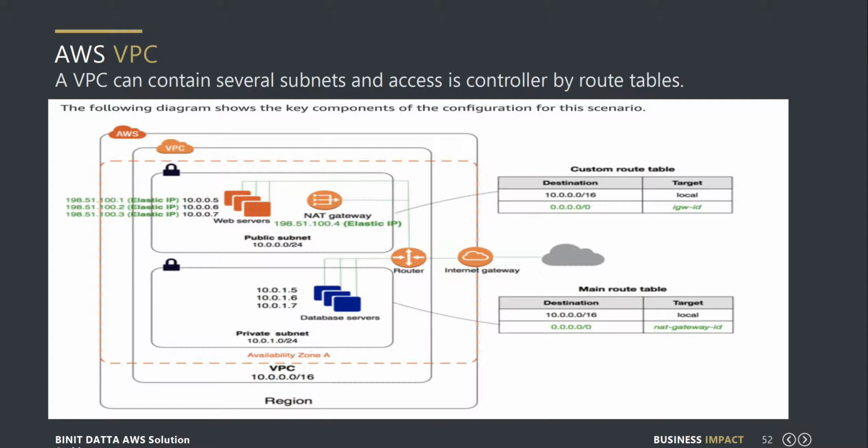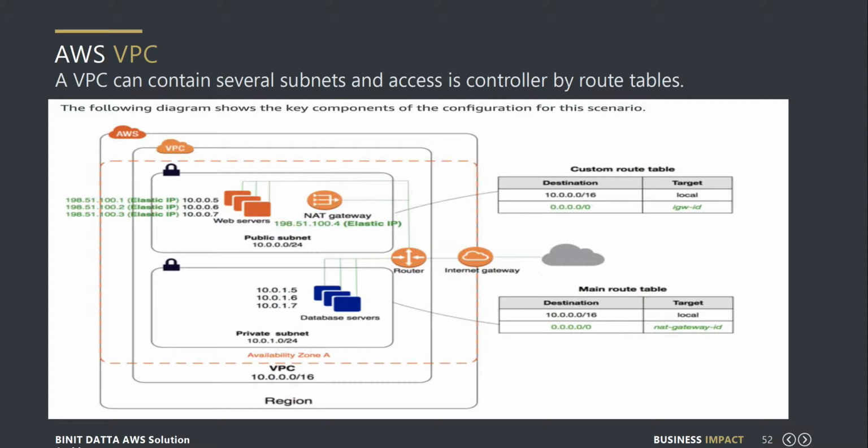A VPC can contain several subnets, and normally it does contain several subnets. Access is controlled by route tables. You can see on the right side there are route tables. Each route table has two entries. First the destination CIDR or IP address, and then on the right side the target, right? So on the left side you can see that there are two subnets we are showing here.